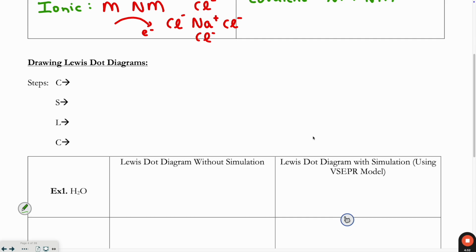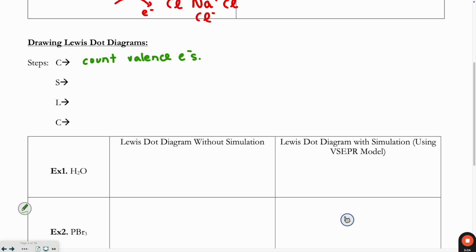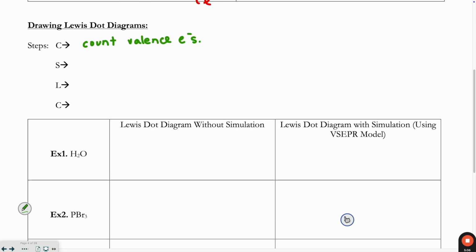So our first step for drawing a Lewis dot diagram is we need to count valence electrons. So we're going to count the total number of valence electrons that the molecule has. So let's do that for water. Hydrogen on the periodic table has 1 valence electron, but because I have 2 hydrogens, that's going to give me a total of 2 valence electrons, and oxygen has 6. So I have a total of 8 valence electrons. So that's step number 1.